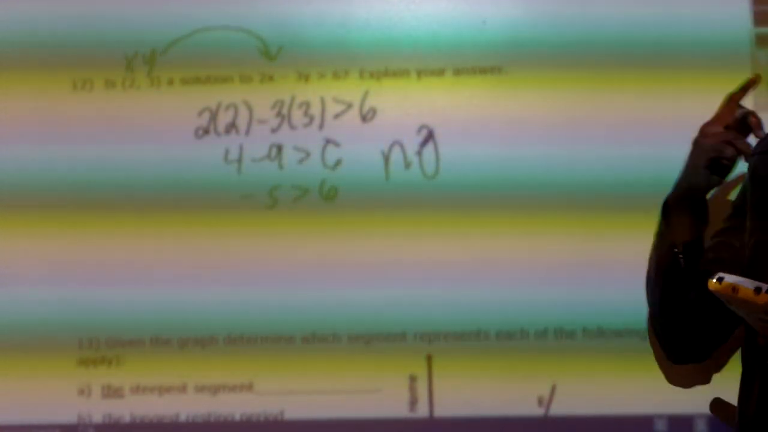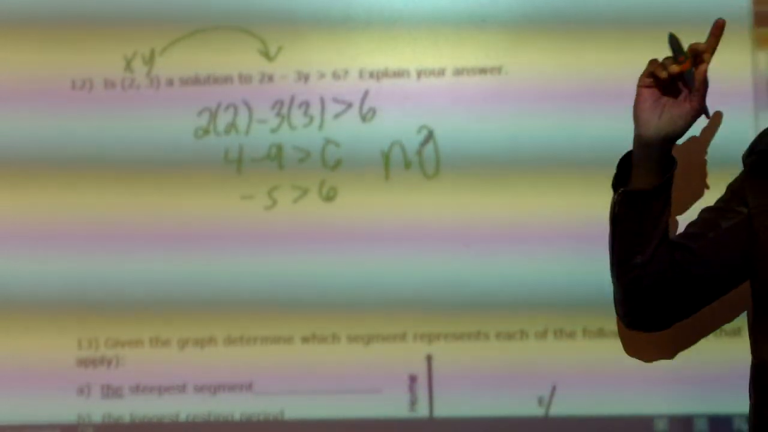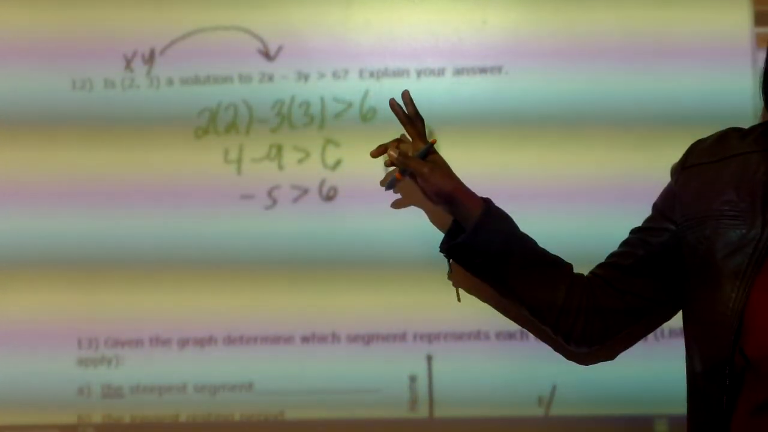Everybody got that? Also, remember with inequalities, if you multiply or divide by a negative, don't forget that you have to do what? Flip the sign. That's just a rule.